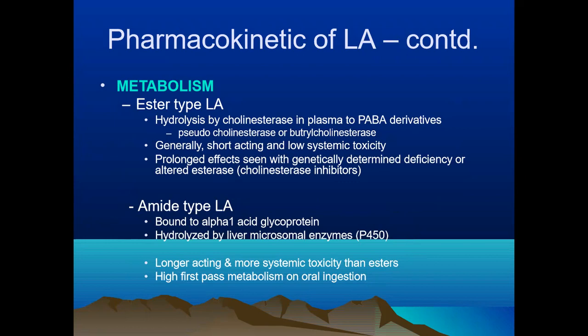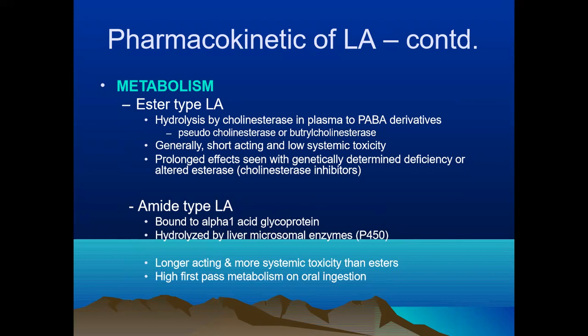So metabolism depends on the chemical type of the organism. Ester-type local anesthetics are hydrolyzed by cholinesterase in plasma to PABA derivatives. These are pseudocholinesterase or beta-cholinesterase, enzymes that break down, or hydrolyze, these local anesthetics. They are generally short acting and have low systemic toxicity. Prolonged effects are seen with genetically determined diseases or with cholinesterase inhibitors.